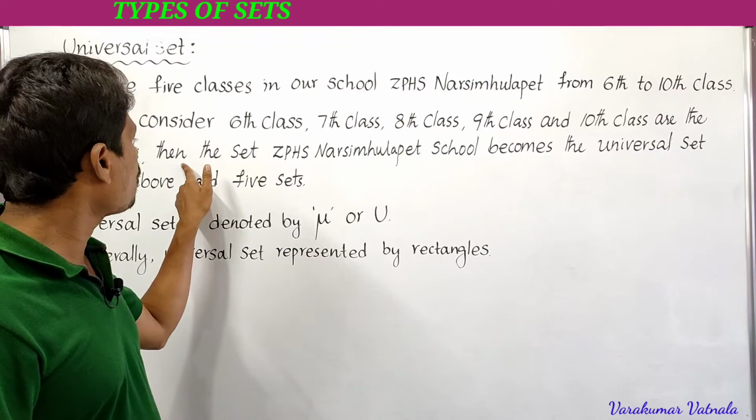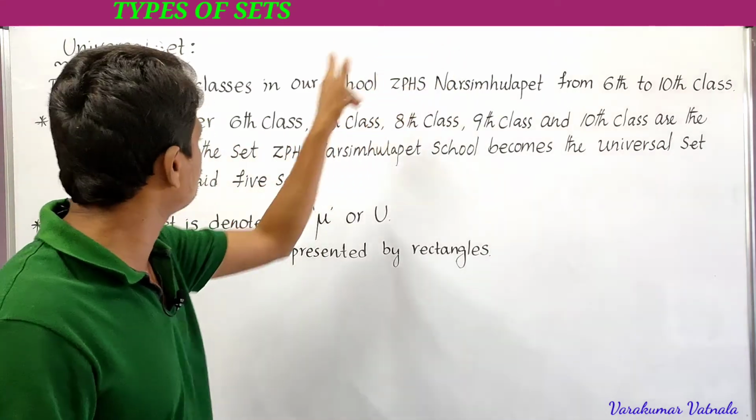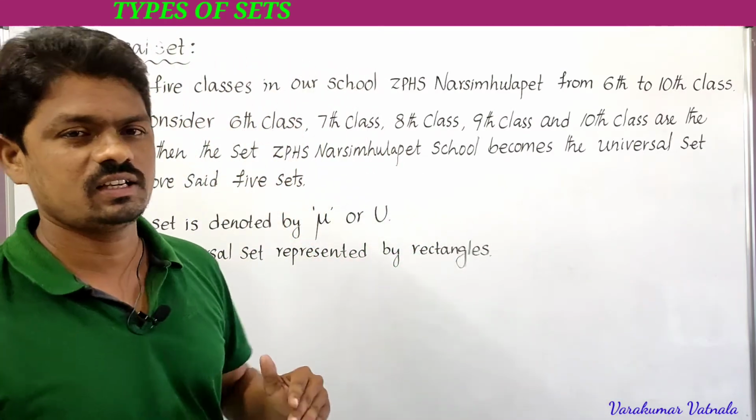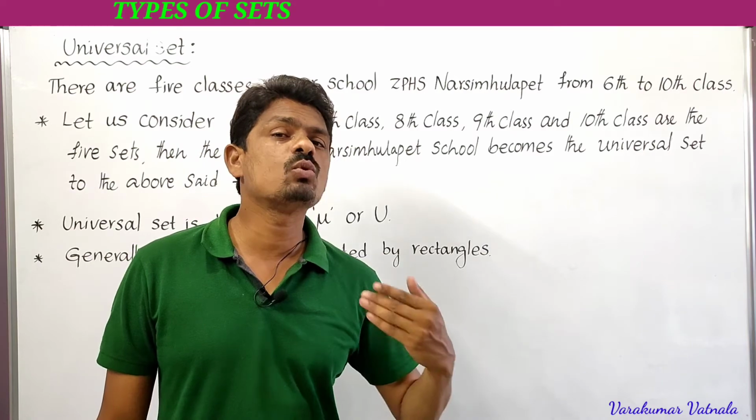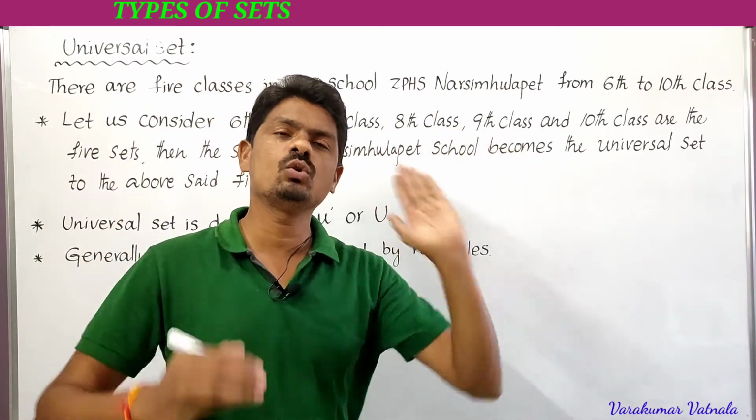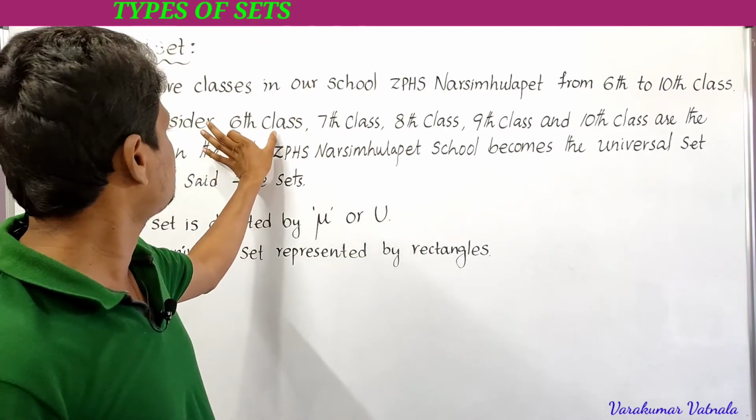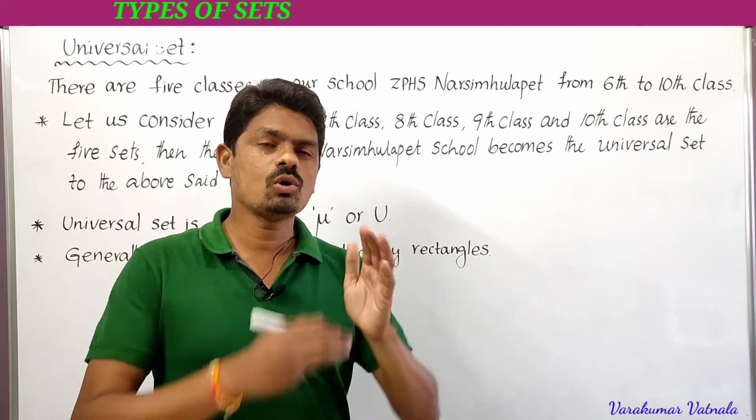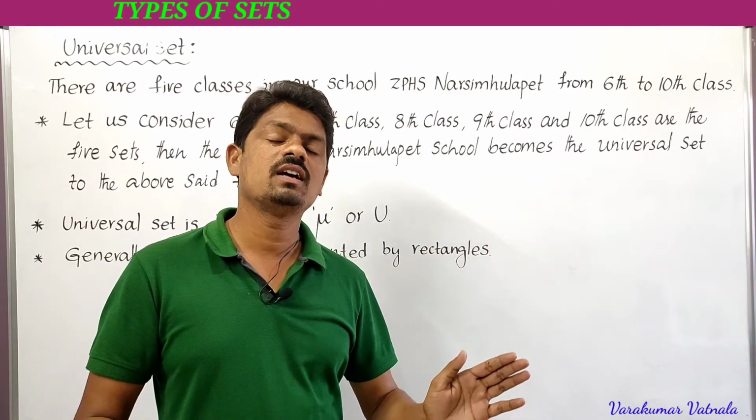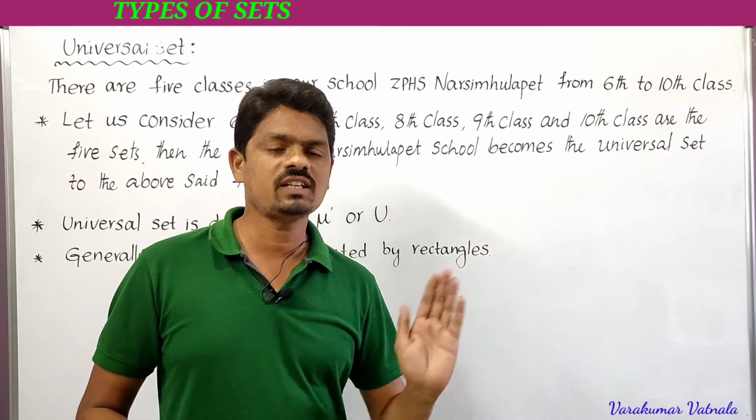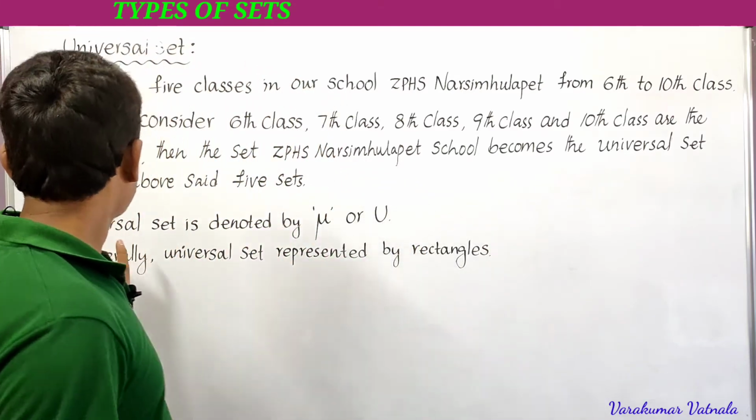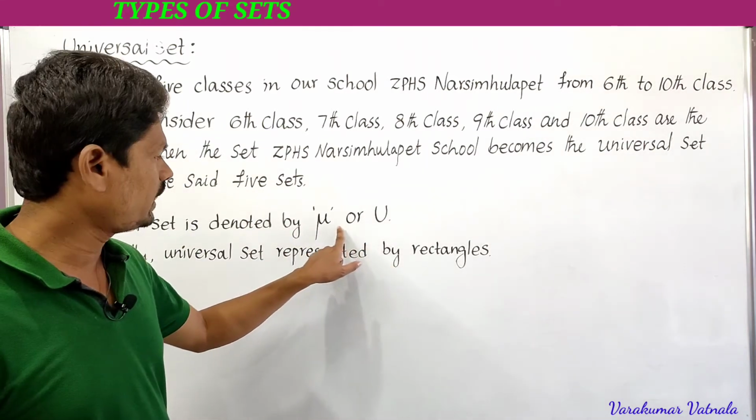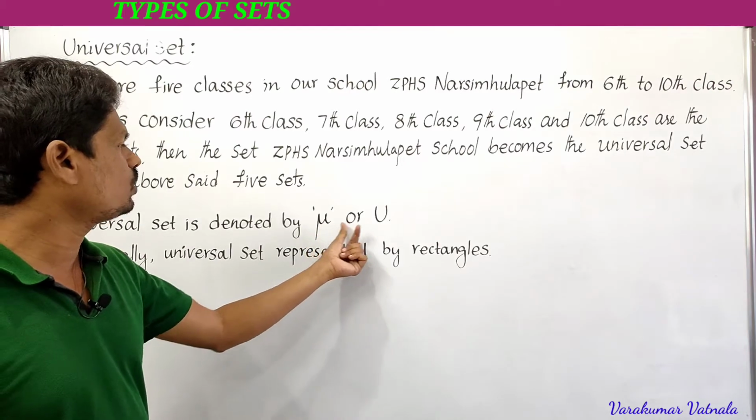Then the whole school set becomes the universal set to the above 5 sets. The whole school set is the universal set to the individual sets of the above 5 class sets, whereas 6th, 7th, 8th, 9th, 10th are the sets. You have to remember that. Universal set is denoted by mu or capital U.